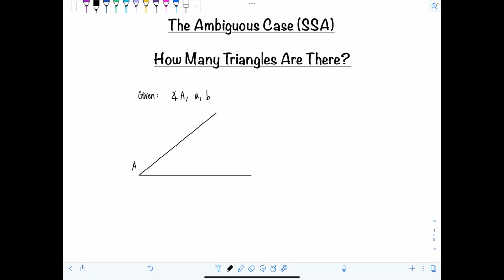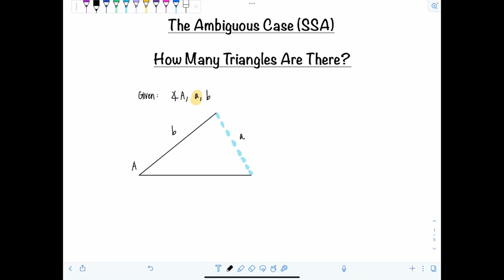Side A is also given to you, but side A is opposite angle A, like it would be over here somewhere, and I don't draw it in just yet, okay? We can leave it dashed like this, and we'll say that's where side A goes. And then the other side that they give you is side B.